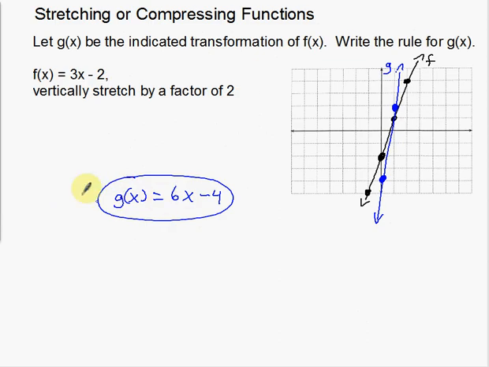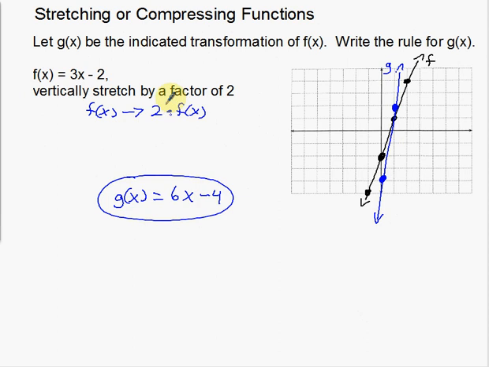Okay, now notice, compare that to the old one, 3x minus 2. All we did was, if we vertically stretched by a factor of 2, you multiply the entire function times 2. Okay. All right, so that's one way of seeing it with the graphing. Now I'm going to show you again with the notation. So f of x, we're going to change it by multiplying everything times 2.